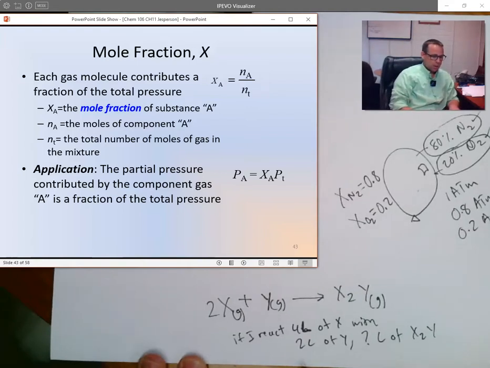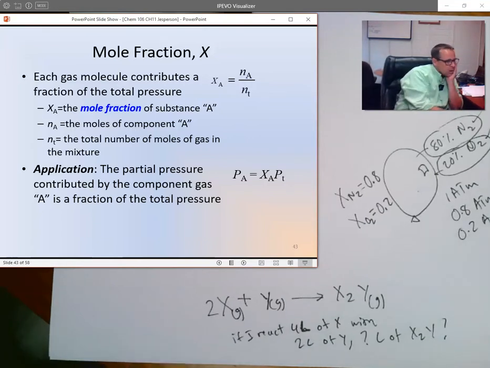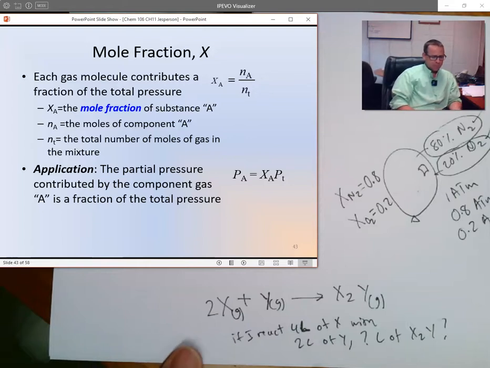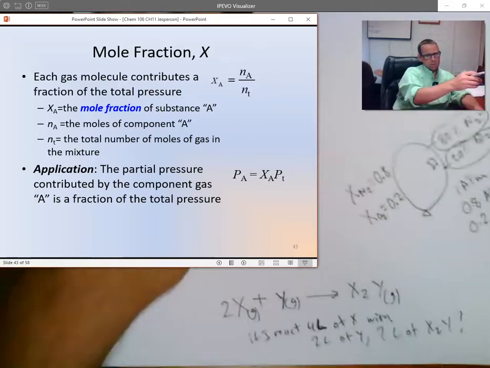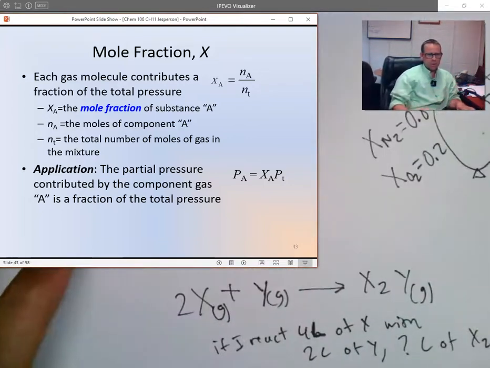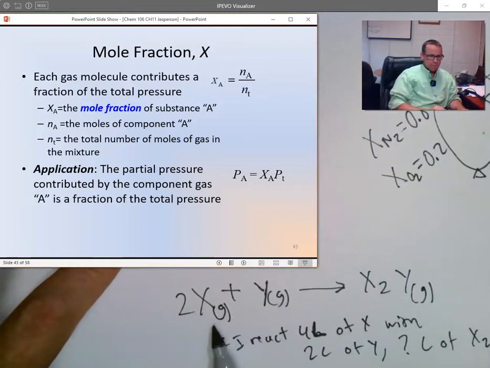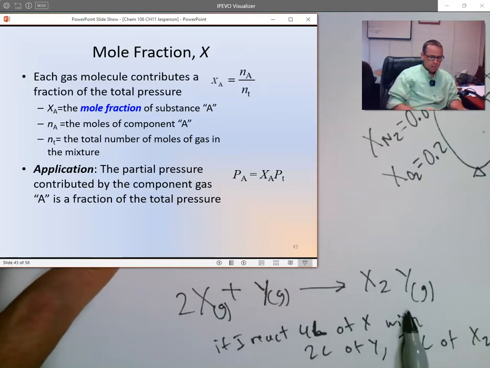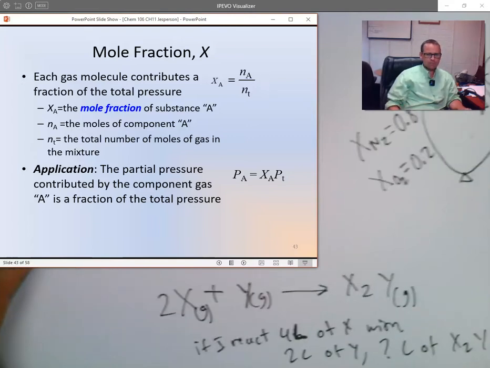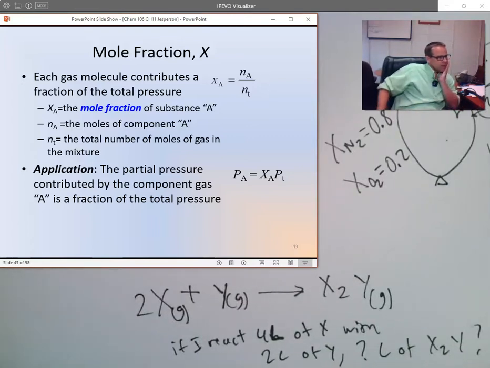X2Y, how many liters of my product, my X2Y, am I going to get? Chad, is it your... no, it's Landon's turn. Landon, here's my chemical reaction. I'll zoom in here a little bit for us. 2 X's combining with 1 Y, yielding this material. If I react 4 liters of X with 2 liters of Y, how many liters of product am I going to get? Any ideas, Landon?